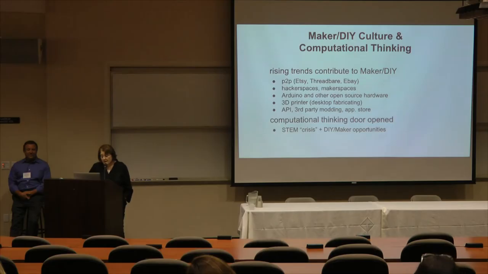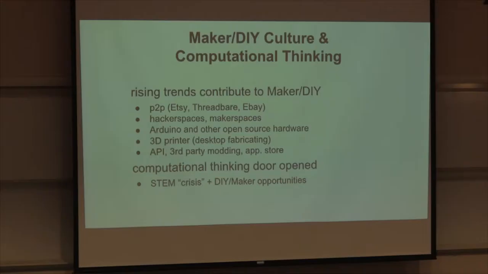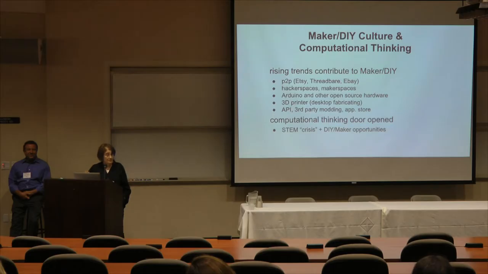So desktop fabricating is, in this era, what desktop publishing was in the 90s, where suddenly there were no secretarial pools. You could just put stuff out from your own desktop. And the third, or I guess fifth thing, is the rise of the API and third-party modding and the Apple Store, which is another peer-to-peer direct sale kind of thing, or the Google Play. There's more space in the commercial venue for people to make stuff, just plain old normal people to make stuff.